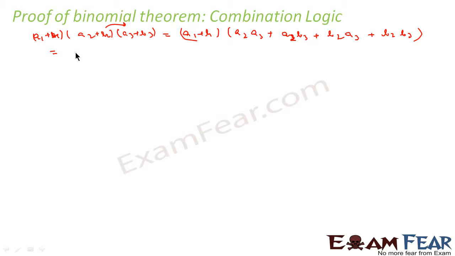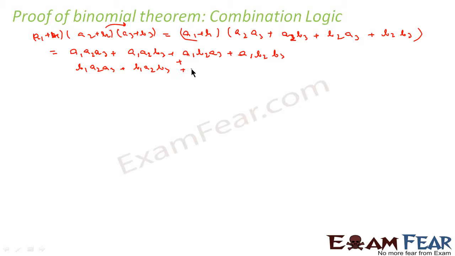Now let me multiply A1 and B1 with this. I get A1 A2 A3 plus A1 A2 B3 plus A1 B2 A3 plus A1 B2 B3, plus B1 A2 A3 plus B1 A2 B3 plus B1 B2 A3 plus B1 B2 B3. What I have done is multiplied A1 with all of these, then B1 with all. So if you see, there are 8 terms.